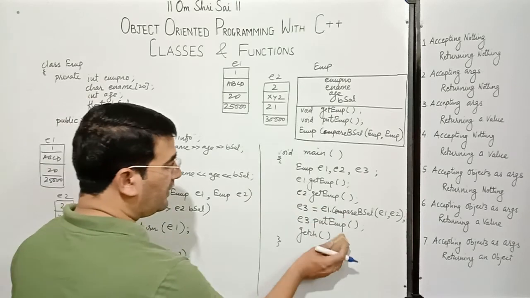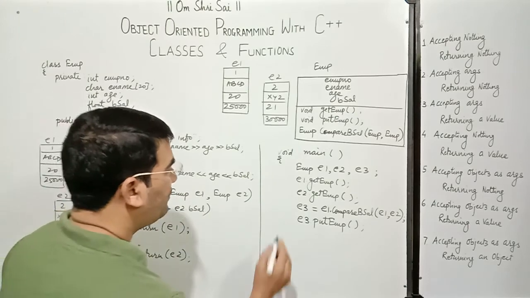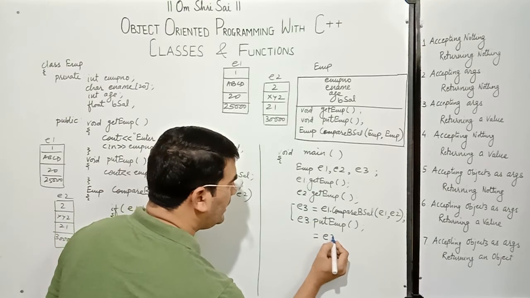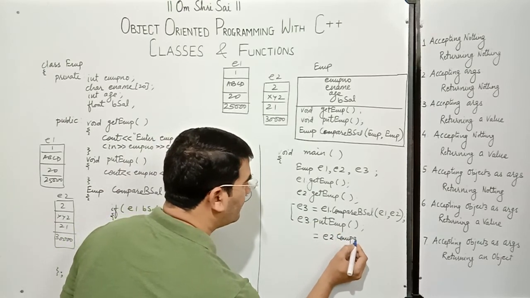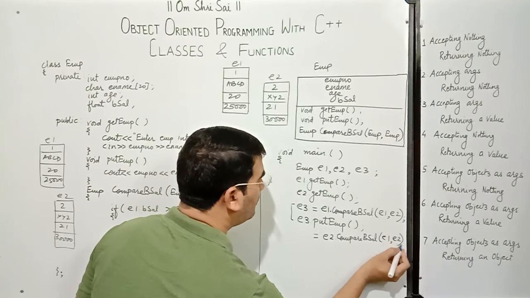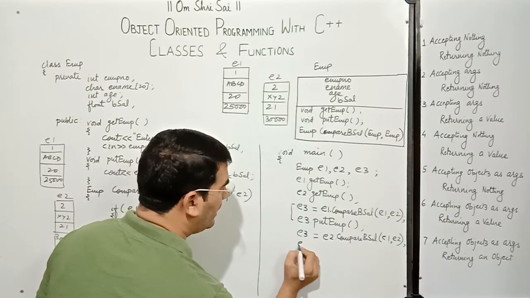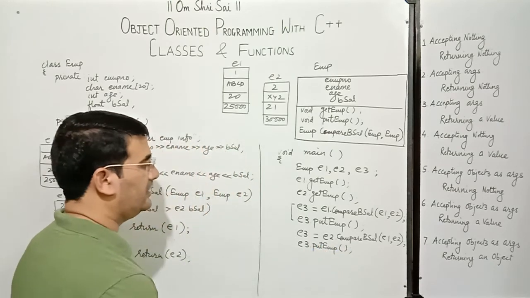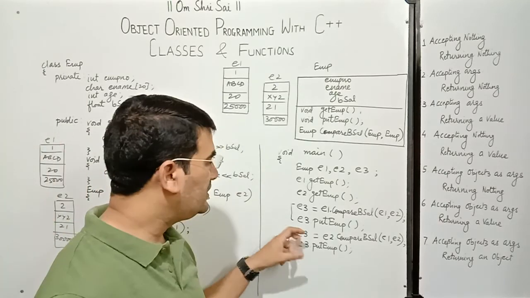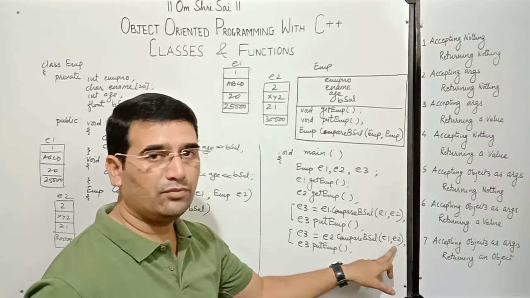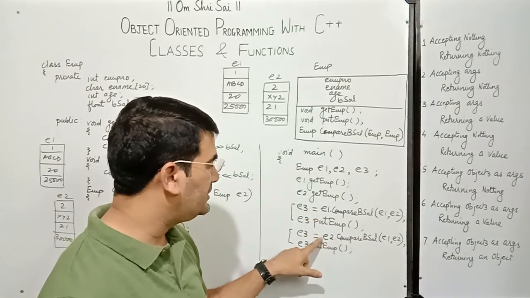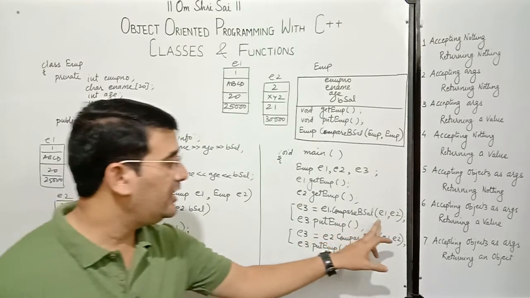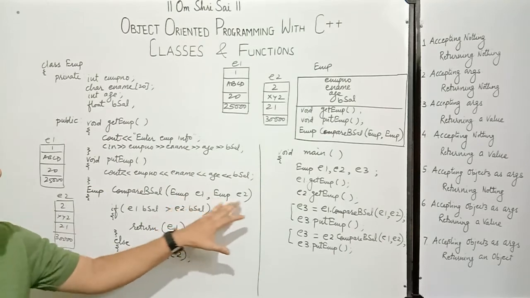Now, if we try to modify this and invoke the same function with reference to E2, I can call it as E2.compare bcell, and the same E1 and E2 can be passed. That will be accepted in E3, and again E3.putEMP will display the information of EMP with higher salary. The output will remain the same. What is changed now? We have passed E1 and E2 in both the calls, but the invoking object is changed. By changing the invoking object, no change is going to happen because the same E1 and E2 are passed and accepted in E1 and E2.